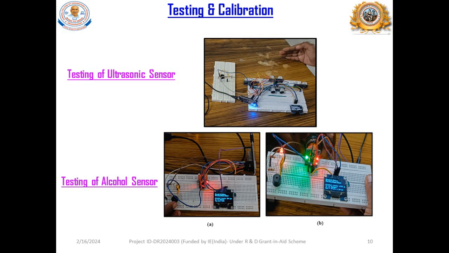In case of testing of the ultrasonic sensor, as I already told you, whenever the vehicle comes closer from either side, the front sensor, back sensor, right sensor and left sensor measure the distances around the vehicle. So it gives the alert when it exceeds the threshold value. Similarly, in the alcohol sensor, before starting the vehicle, if a driver has drunk and tries to drive the vehicle, it gives the pre-accident alert.